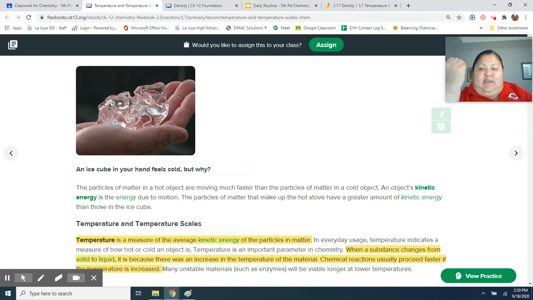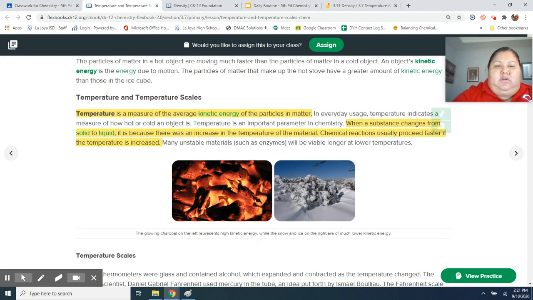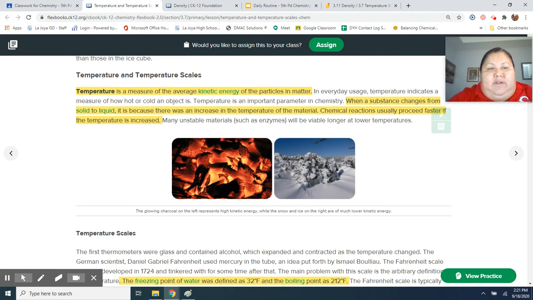Also, that ice and us as people have kinetic energy. This is the energy due to motion. Now, you have to remember we can move a lot, so we can get really, really hot, especially when we're working out. You'll see some people turn red because their body is producing a lot of heat due to the motion. Okay, so here you have the definition of temperature. Temperature is a measure of the average kinetic energy of particles in matter. Okay, in everyday use, temperature will indicate how hot or cold an object is.